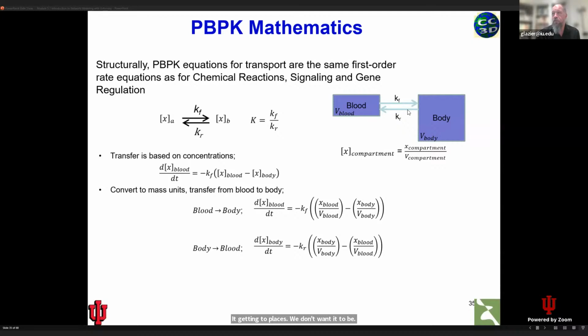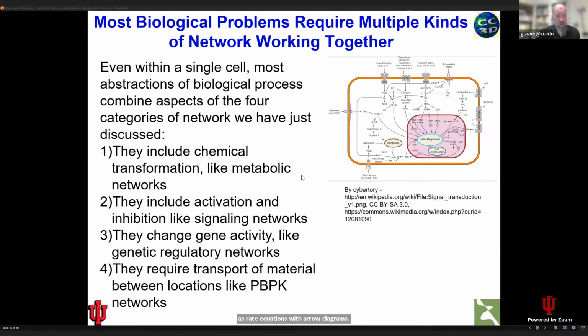Mathematically, we typically have transfer rate equations, which represent transfer functions. Essentially, these represent flow of blood from one region to another. They can also represent exchange of material with the tissues around the blood. They're also first-order linear equations. And if you're interested, there are beautiful textbooks on this that I would refer you to. The point again is that these can all be represented as rate equations, first-order rate equations with arrow diagrams. So the same mathematics will work for all of these different cases.